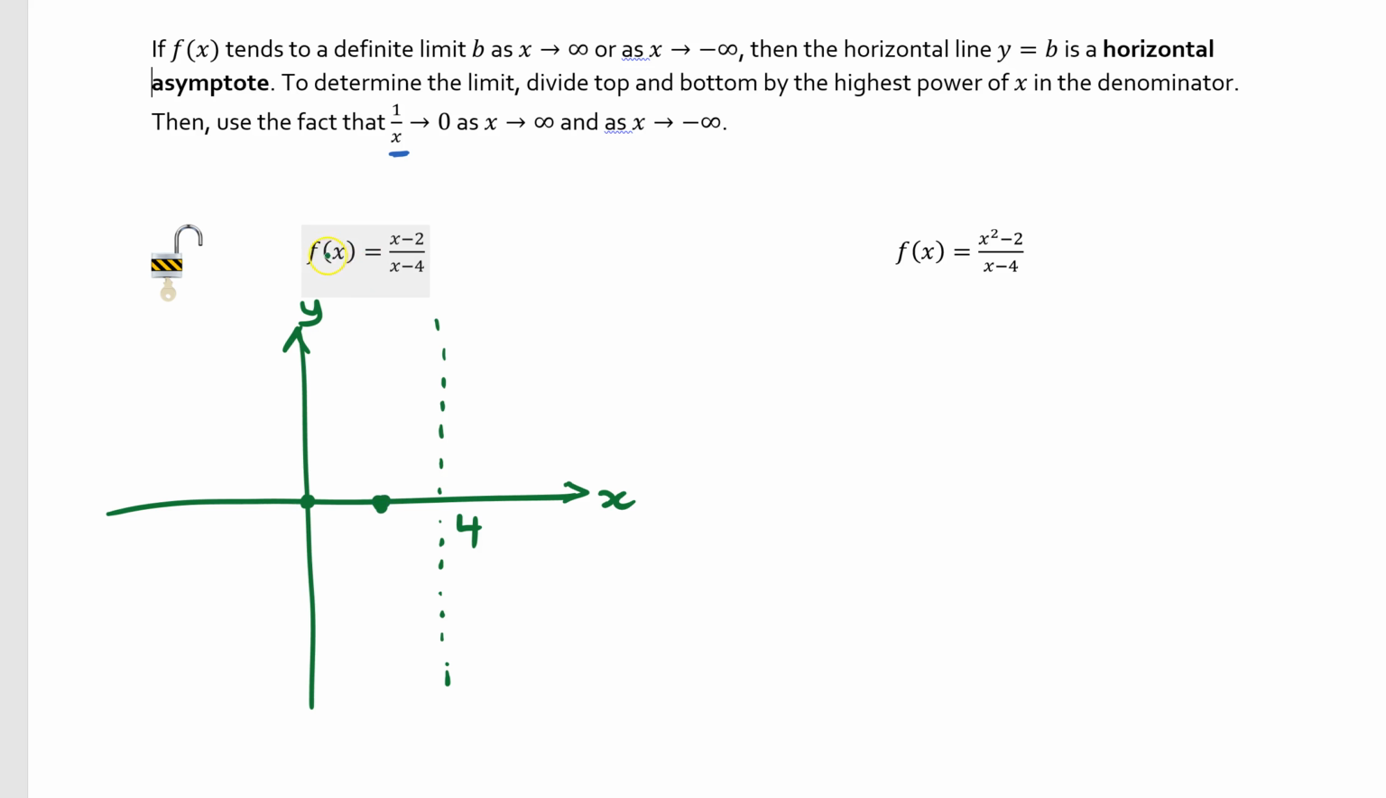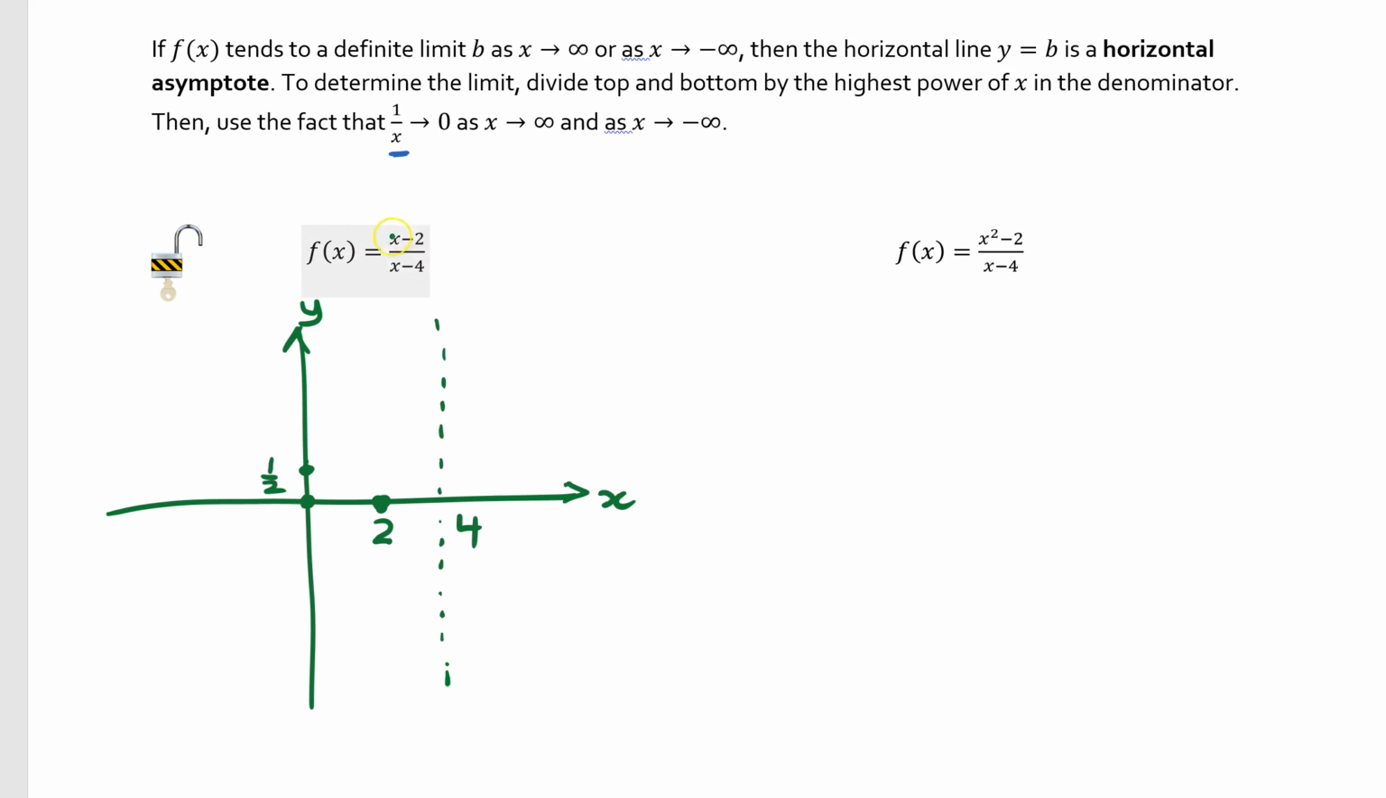We also know that we're going to cut the y-axis when x equals 0, so that would be negative 2 over negative 4, which is positive a half. So we're going to cut through there at half. We're going to touch there, as we said, at 2. It's not going to exist just here.